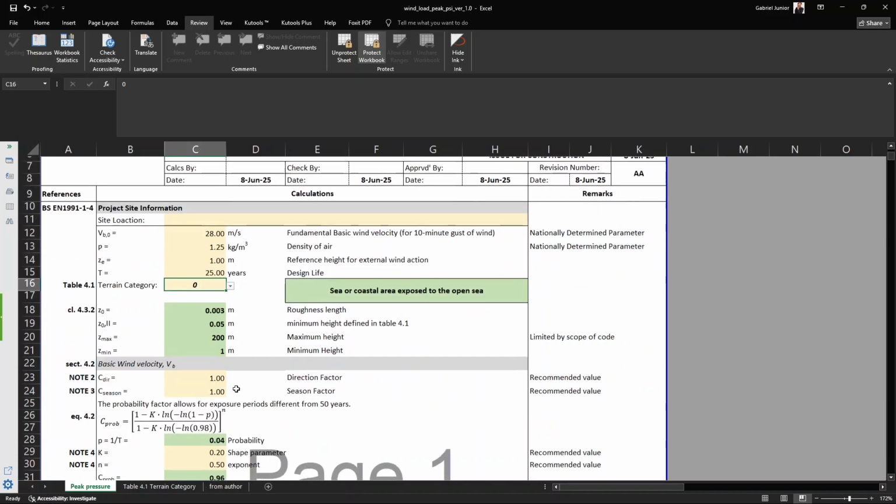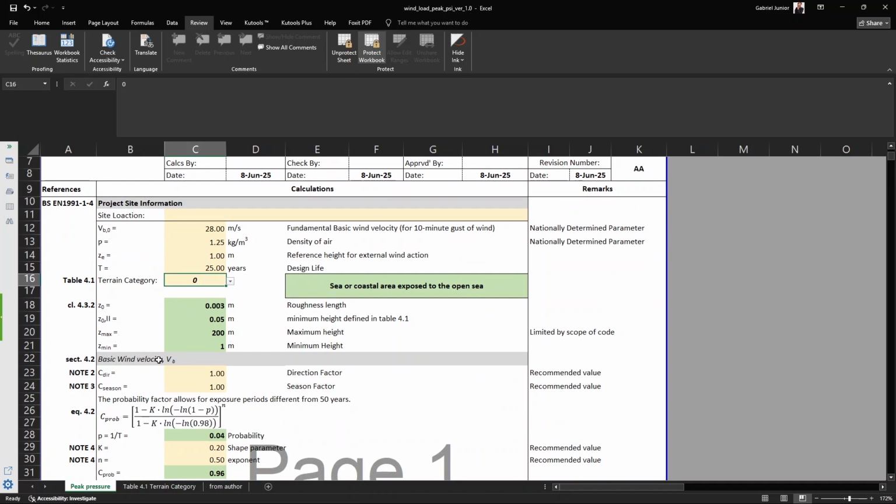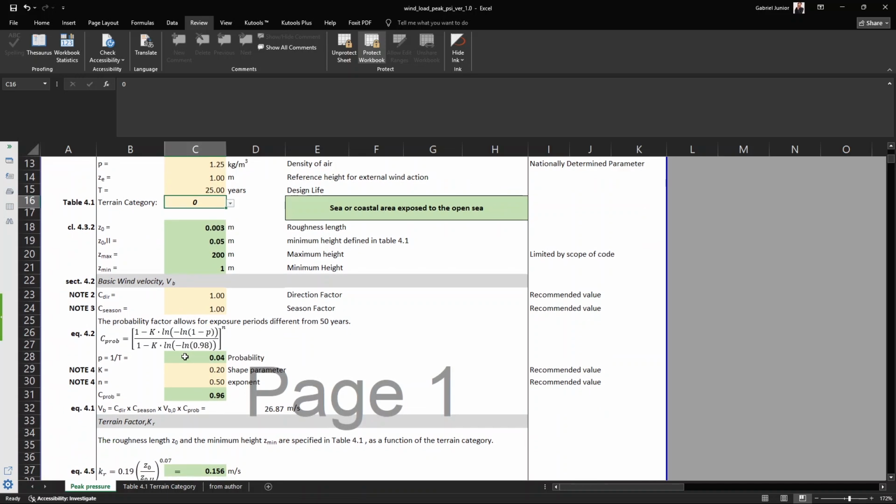Next up, we move to the basic wind velocity. Now, as we had said, what you'll note is we're trying to correct the fundamental basic wind velocity into just the basic wind velocity. Now this one, to correct it, we have to consider things like the direction factor, the season factor, and also the probability. Now this is where the 25 years comes in.